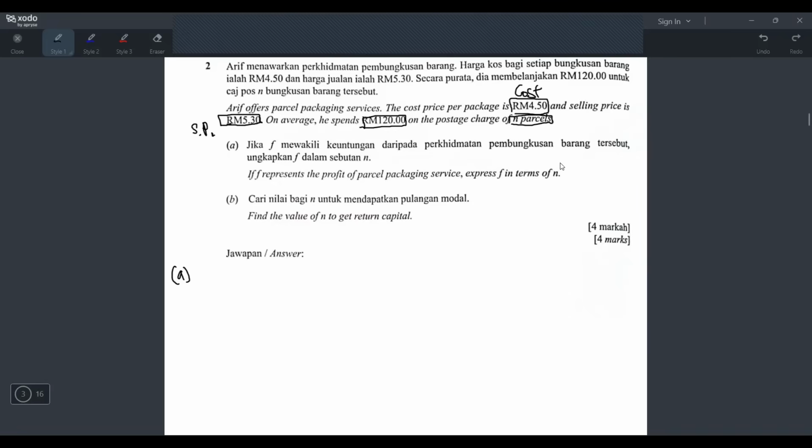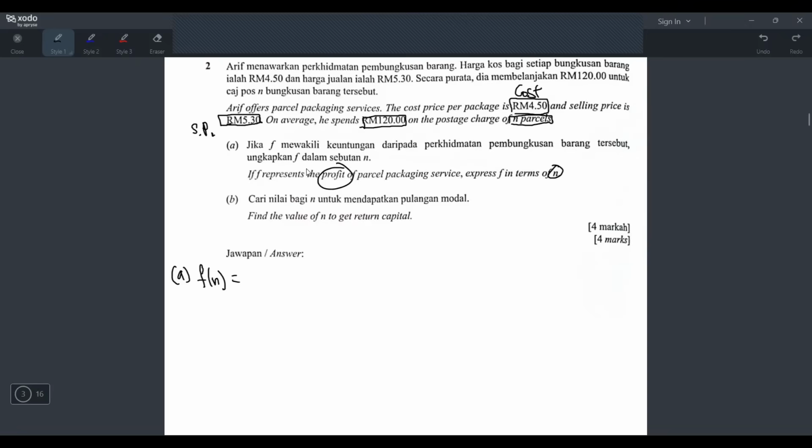I think this is another function question. Instead of writing Fx, I'll write Fn here, because F represents profit, and in terms of N means N is the object. Or you can also say N is the number of parcels. Number of parcels, that's the object, right?